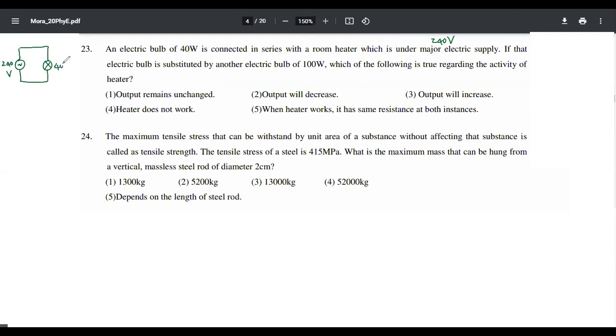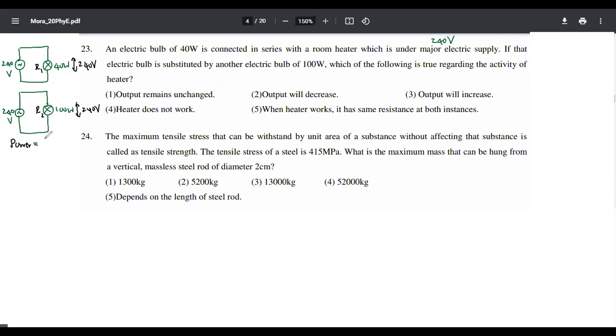40 watt. And the other bulb, 100 watt. It is also connected to 240 volt supply. What is the difference between these two bulbs? Can anyone tell me? Both the bulbs are going to experience the same potential drop, 240 volt. So if I take the resistance of this bulb as R1 and R2, tell me about the resistance, people.